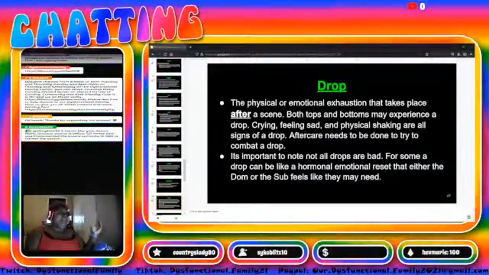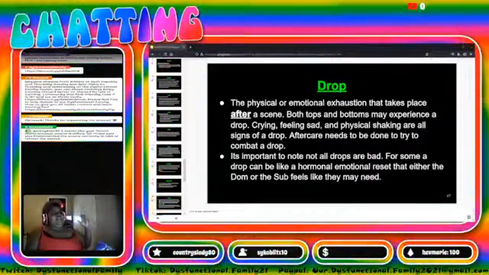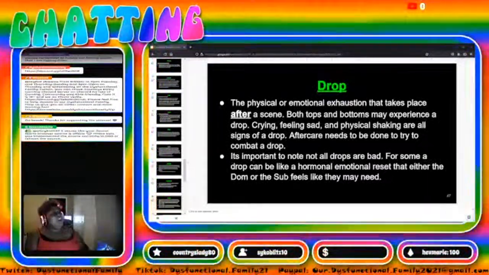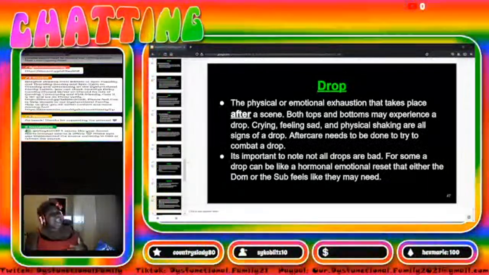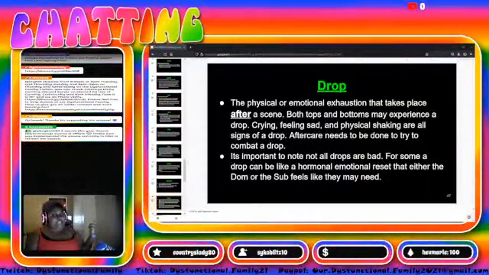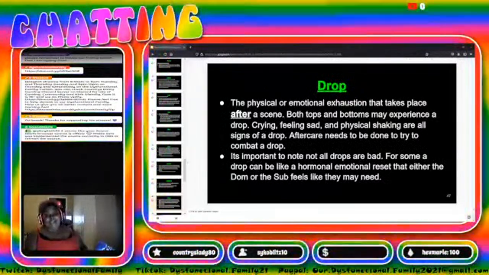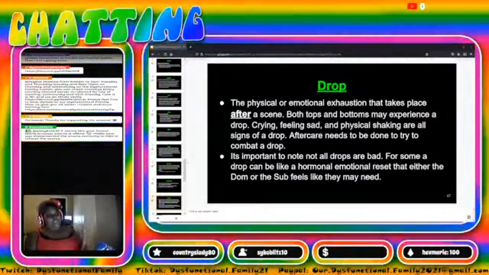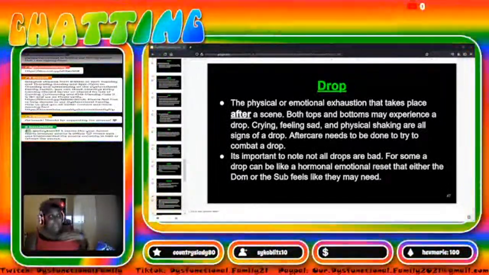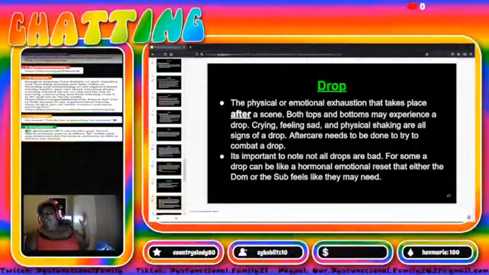A drop, as I just said, is the coming down after the scene. It's a hormonal coming down. It can look like crying, feeling sad, there can be shaking. It can just be something as simple as, oh my god, I don't think I did good enough. Reassurance and aftercare are both ways to combat that. And of course, for some people, it can be that emotional reset. I've said it myself, it's kind of like my own form of therapy.